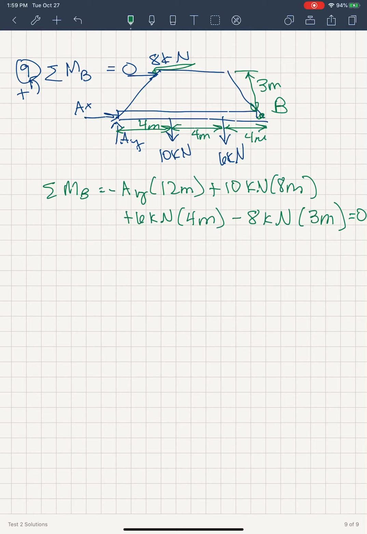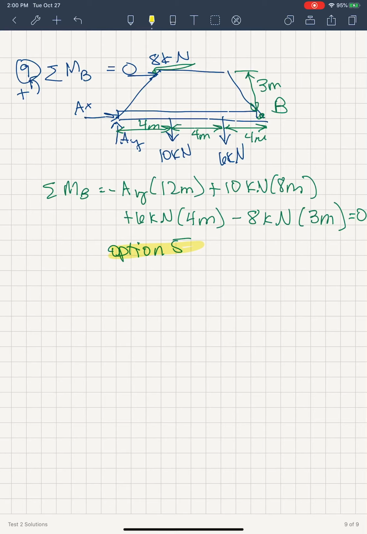So we have, let's see, negative AY times 12 meters plus 10 kilonewtons times 8 meters plus 6 kilonewtons times 4 meters, and then minus the 8 kilonewtons times 3 meters. So that would be option 5. And probably if I was taking the test, I would look over that one more time. So, okay, negative AY times 12 meters plus 10 times 8 plus 6 times 4 minus 8 times 3.